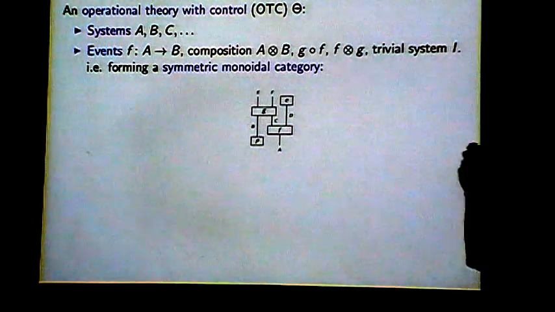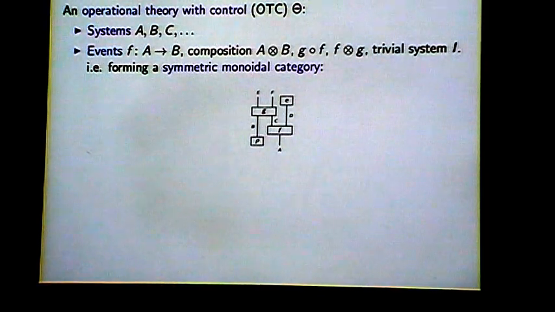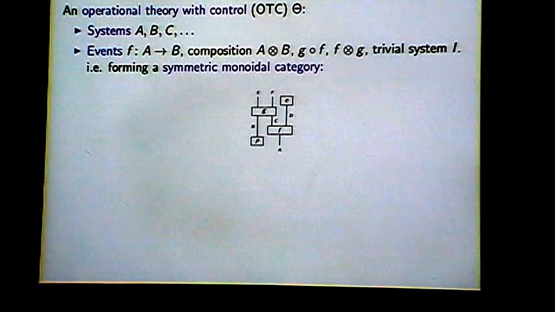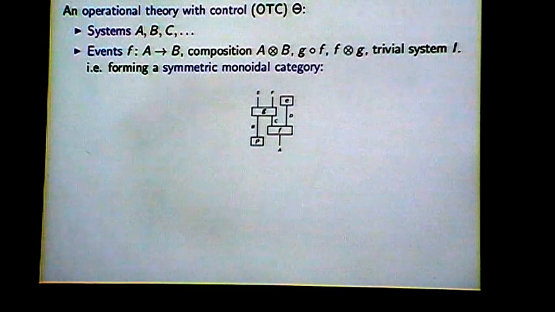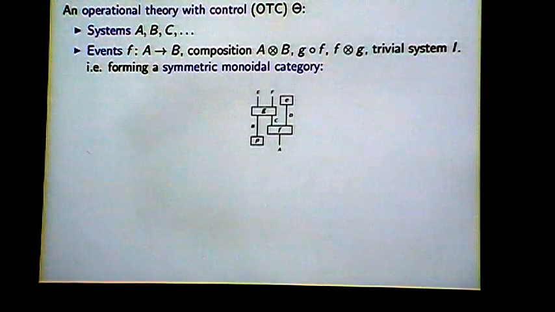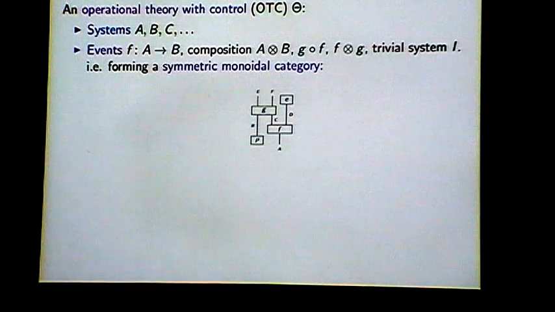So thanks to the nice introduction we had from Obian on Monday, I think that can be relatively quick. We're talking about these theories, so I'll call these operational theories with control. The basic ingredients are physical systems and physical events between them. And we can compose these side by side and one after the other, and this lets us depict these events using these nice circuit diagrams that we're used to seeing by now. So basically they form a symmetric monoidal category.